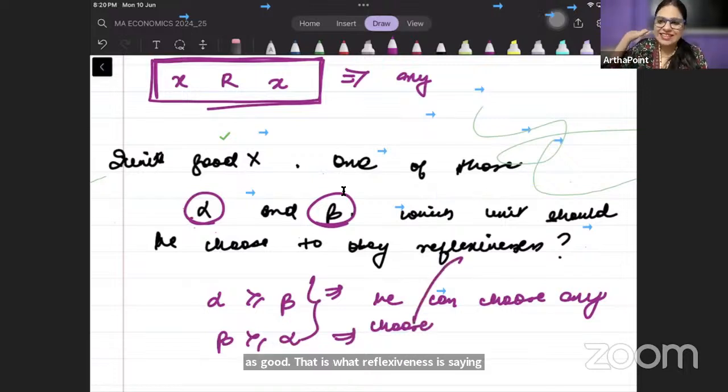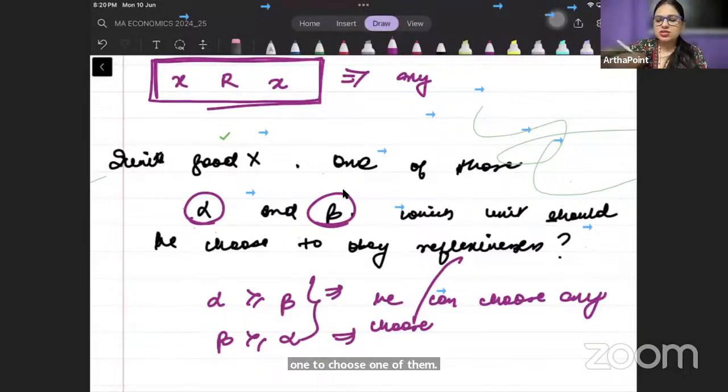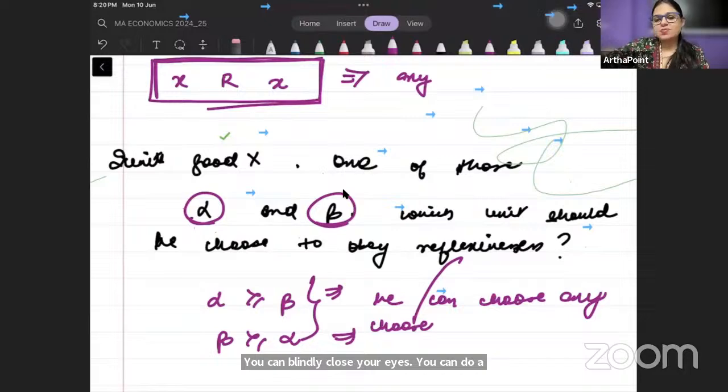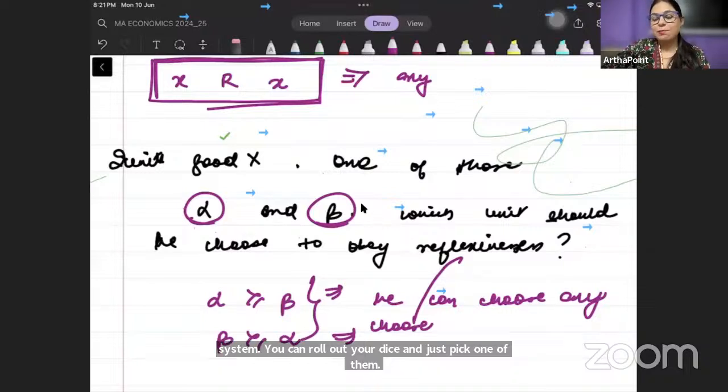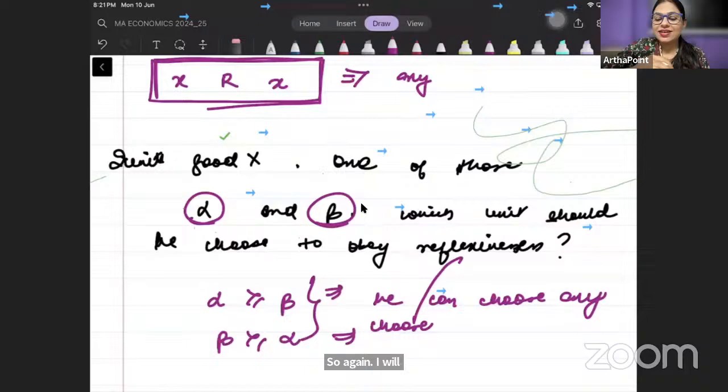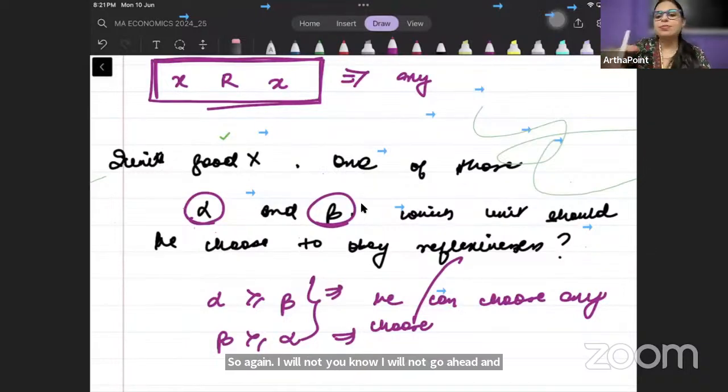If I give you exactly the same good 2 times, and I ask you to choose one of them, you can blindly close your eyes, you can do a lottery system, you can roll your dice and just pick one of them. So again, I will not say the word indifference. I will always say weakly preferred. I will not say A is indifferent to another. I will always say A is weakly preferred to the other because of the way it is defined.